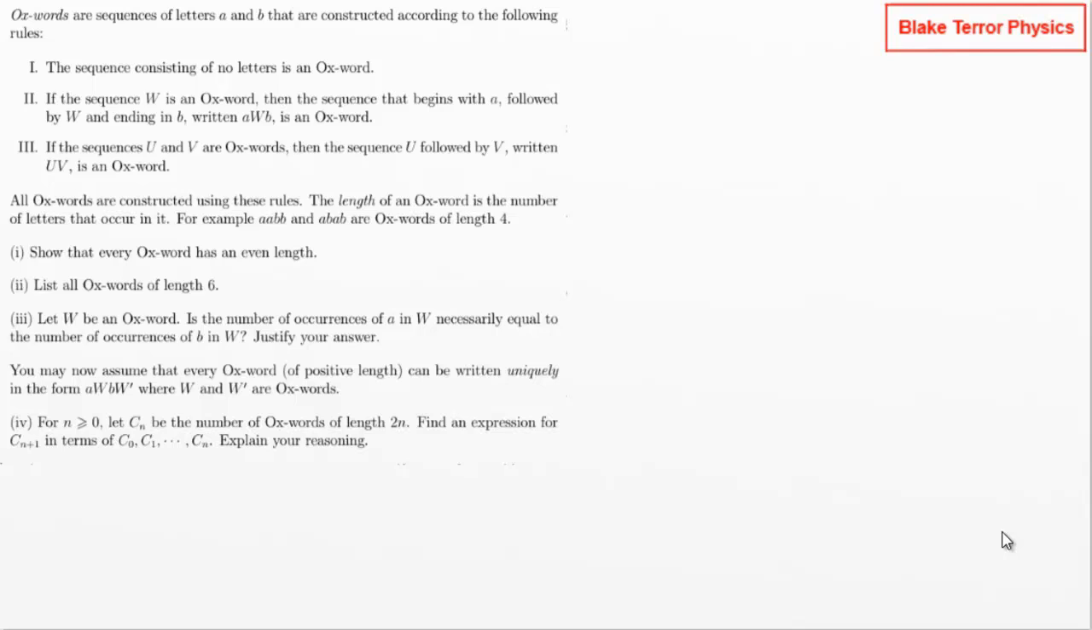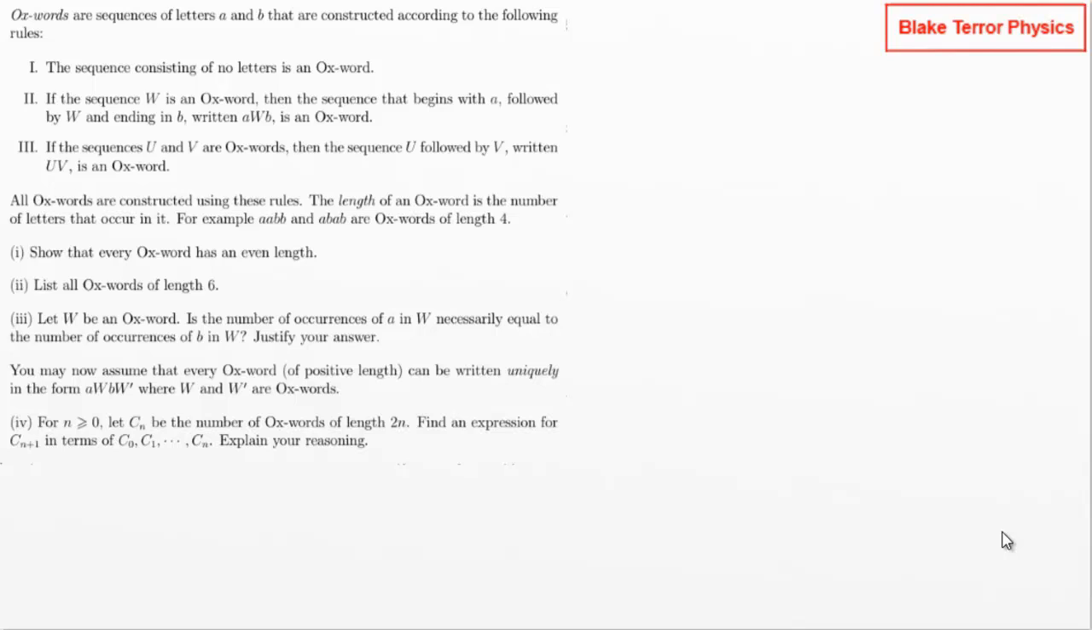2. If the sequence W is an Oxword, then a sequence that begins with A followed by W ending in B, written AWB, is an Oxword. Okay, that's the one way of increasing the length of an Oxword. And then 3, if the sequences U and V are Oxwords, then the sequence U followed by V, written UV, is an Oxword. Right, so that's another way of increasing the length. All Oxwords are constructed using these rules.